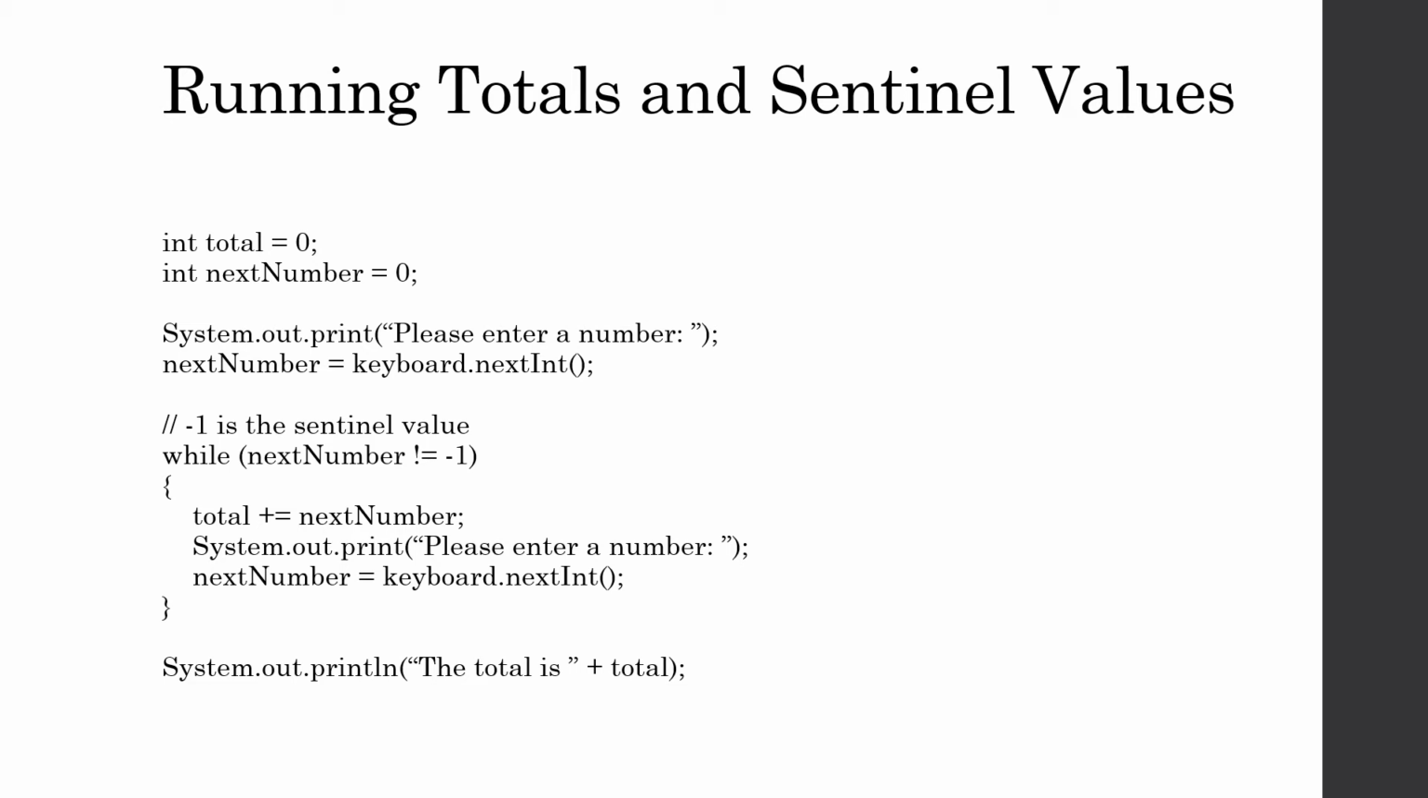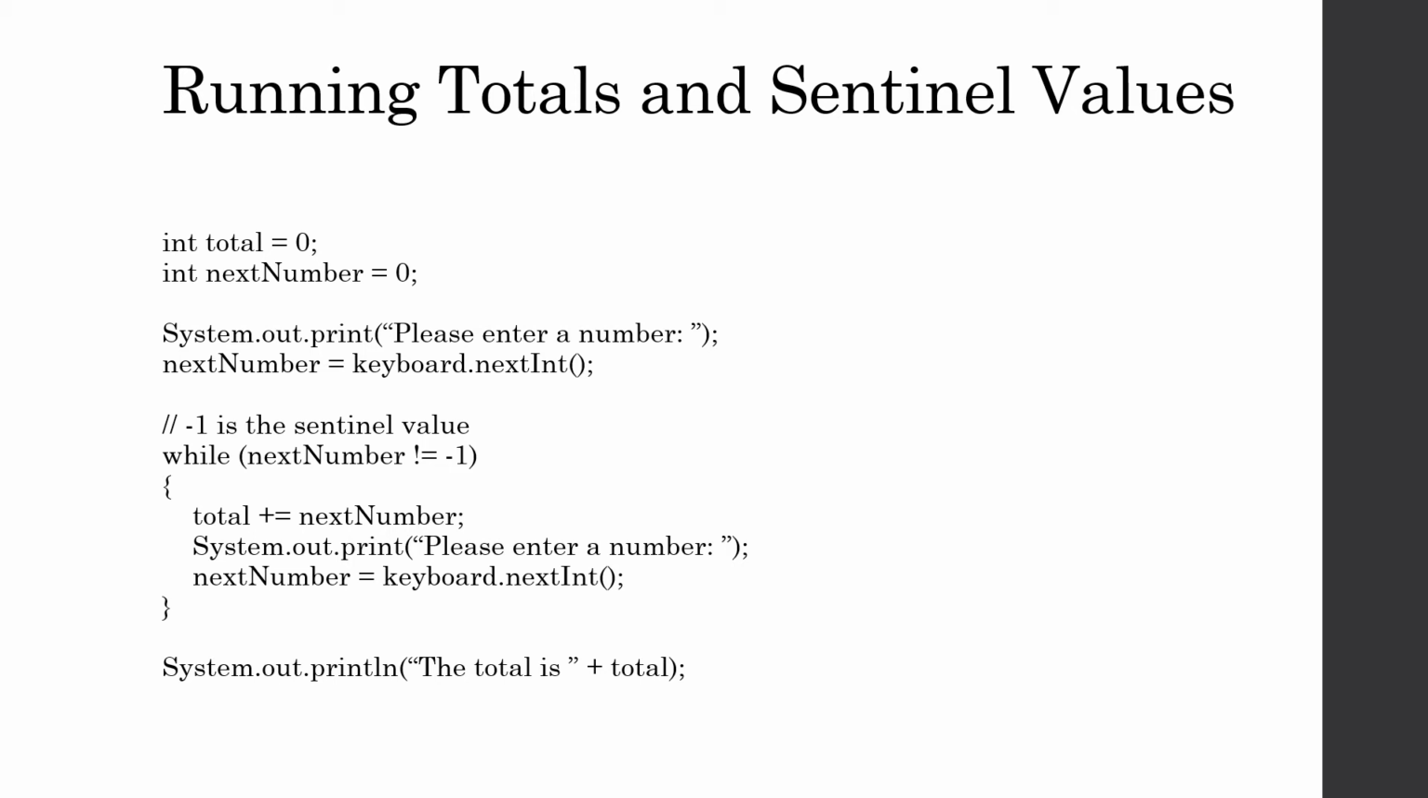So in this particular example, we've got our first print statement and our capture of the user's input. So again, we see our priming read before we get into the while loop. In this case, we've got our print statement, please enter a number. We then have next number is equal to the next int that the user enters. So we'll go ahead and get that with the nextInt method.